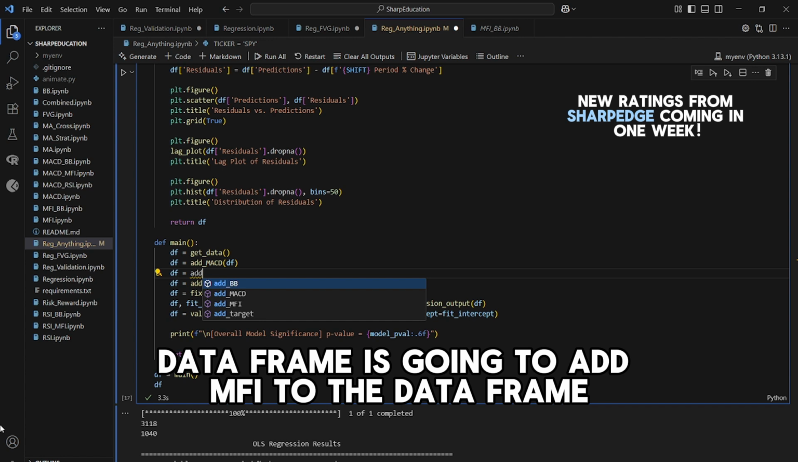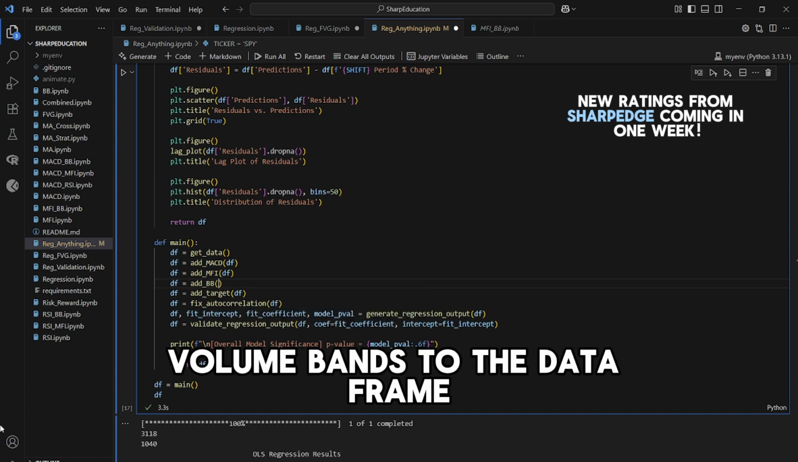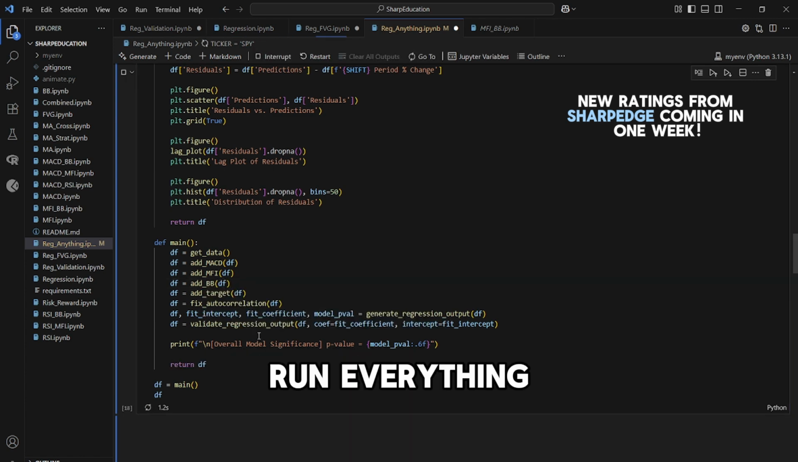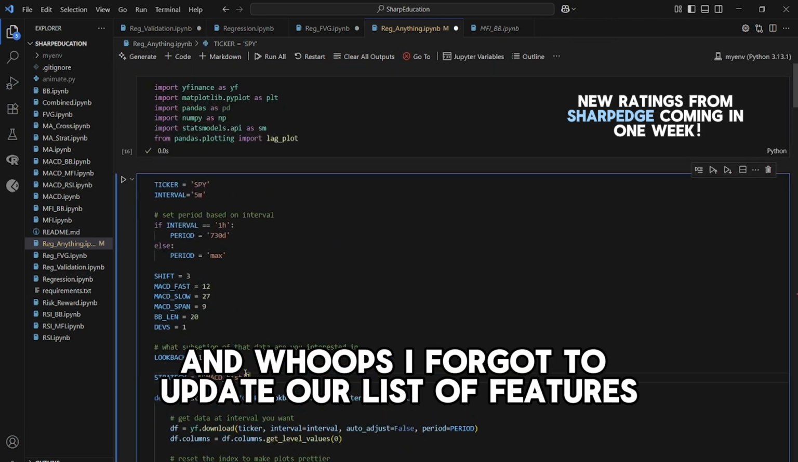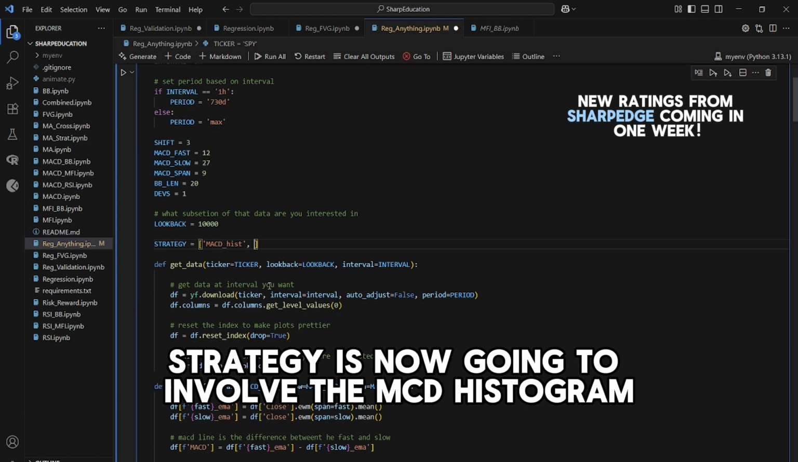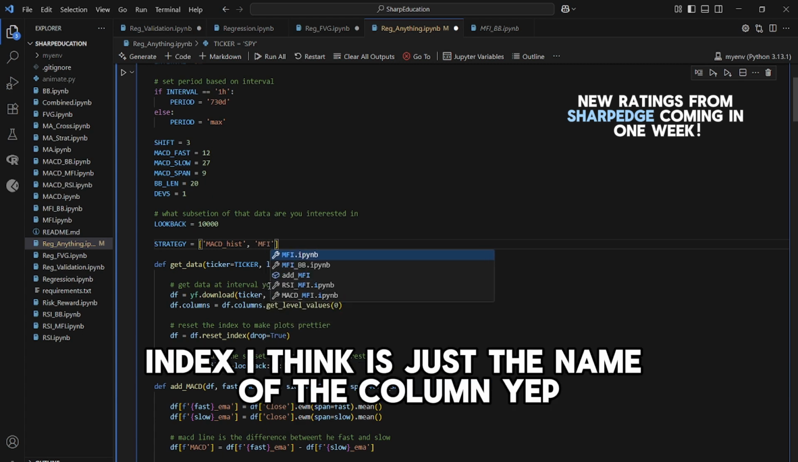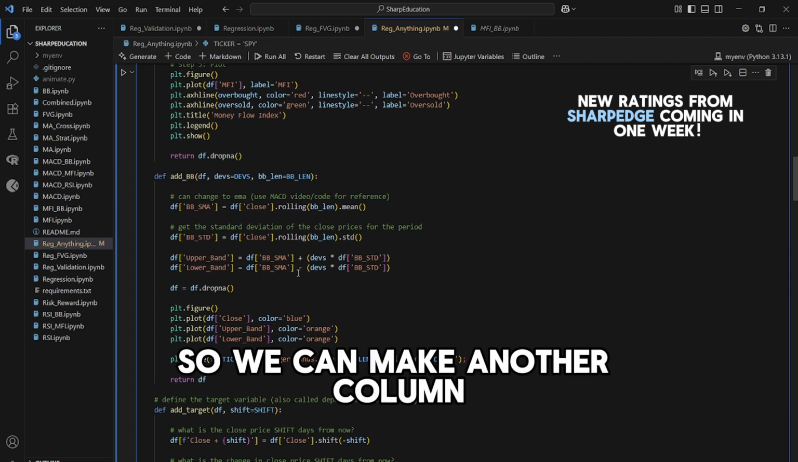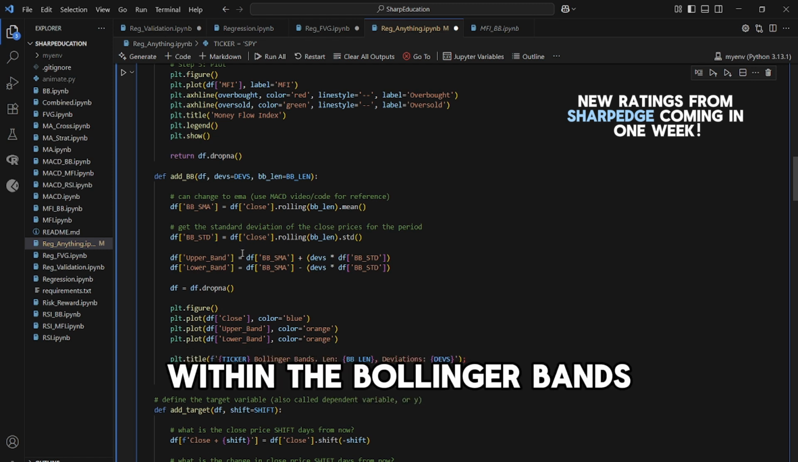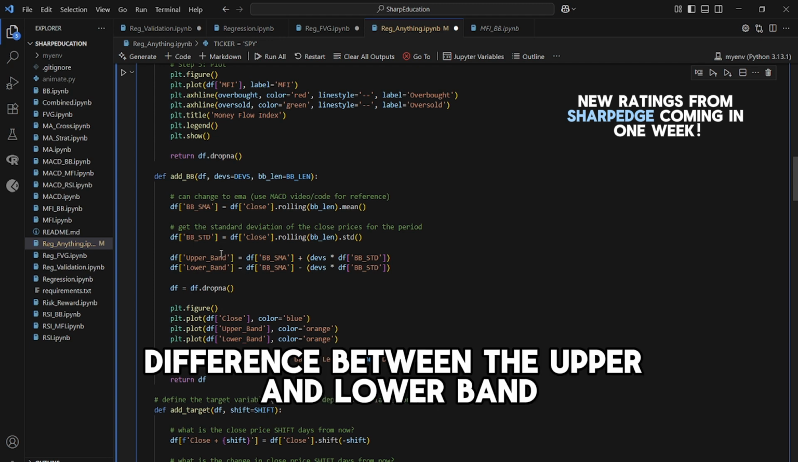Data frame is going to add MFI to the data frame, and data frame is going to add Bollinger Bands to the data frame. Run everything, and whoops, I forgot to update our list of features. Strategy is now going to involve the MACD histogram, the money flow index, I think is just the name of the column. Yep, and we have data frame. So we can make another column within the Bollinger Bands for the close as a percentage of the difference between the upper and lower band.